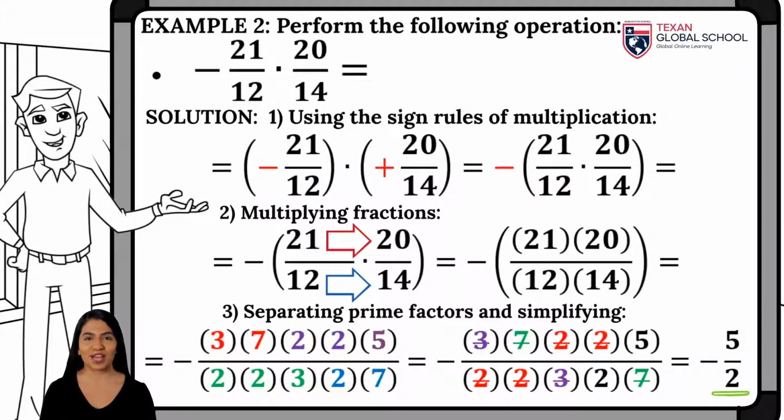Once we have the prime factors, we can simplify by canceling identical factors. 3 with 3, because 3/3 is equal to 1. We continue then canceling 7 with 7, 2 with 2, and 2 with 2, resulting in -5/2.